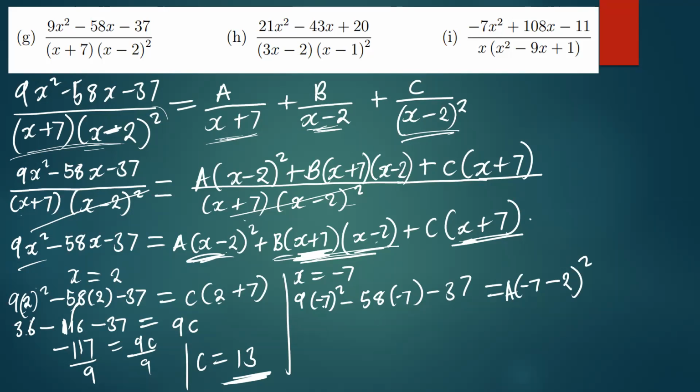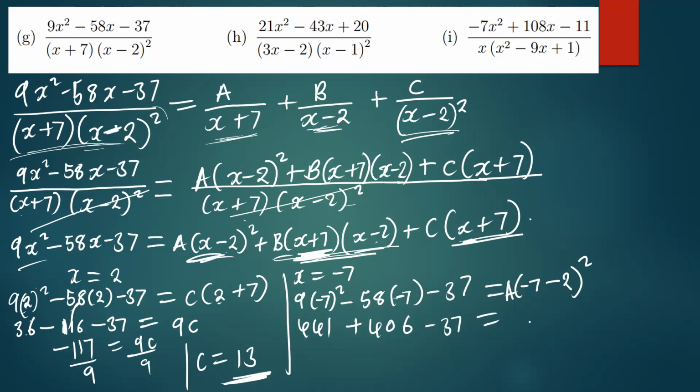So here we have -7 squared, which is 49. Say 49 times 9. 49 times 9 will give you something like 441. And then we say minus, okay, there's a minus there and a minus there, which become positive. So when you multiply 58 and 7, you're getting 406. And then you say minus 37.